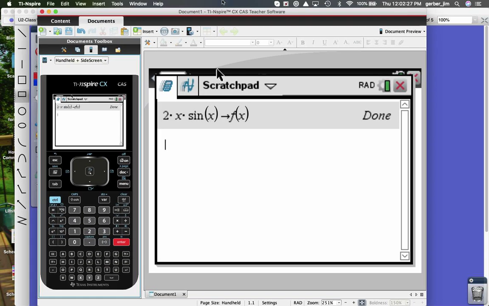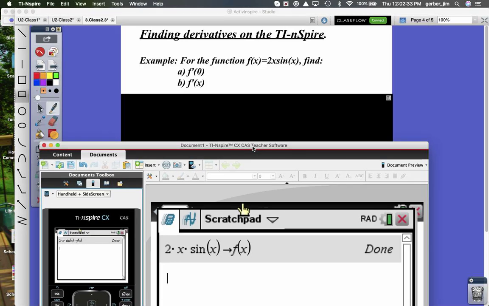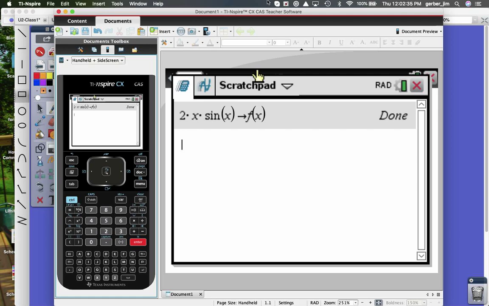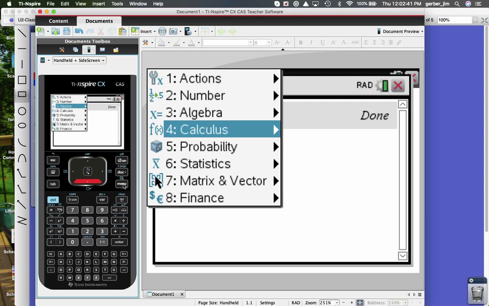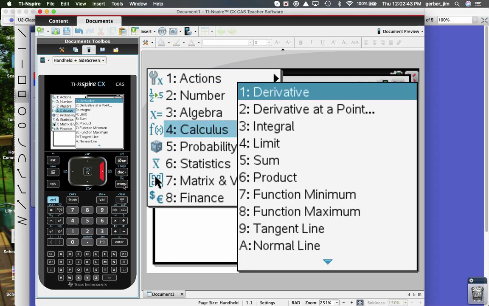Now we want f prime of x and f prime of 0. I would actually get f prime of x first. In other words, I would do part b first, and then use part b to get part a. So how do we do this? Well, two ways. One is to go into the menu, go down to the calculus menu. We come across here and we see derivative right up here at the top, and we could use that to calculate the derivative. That would certainly work.